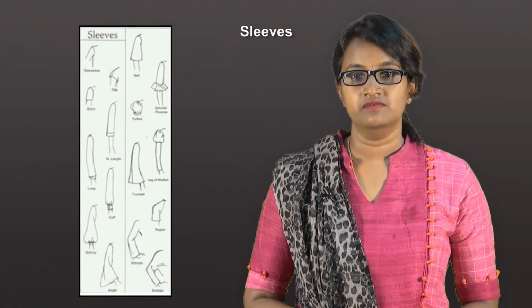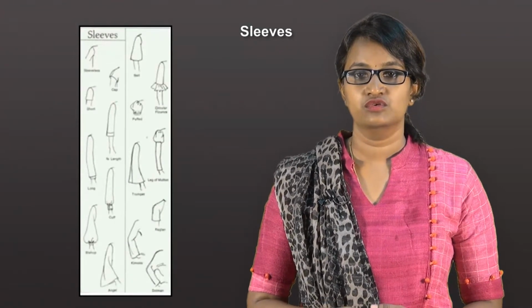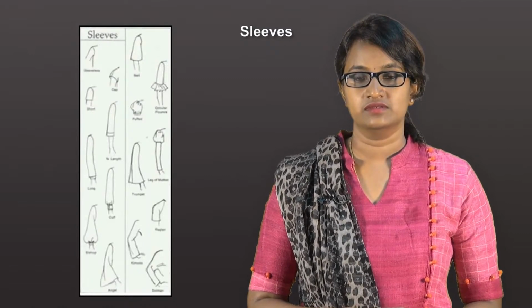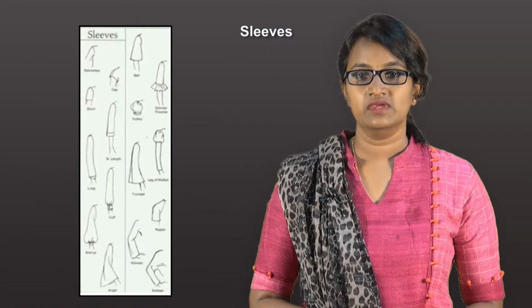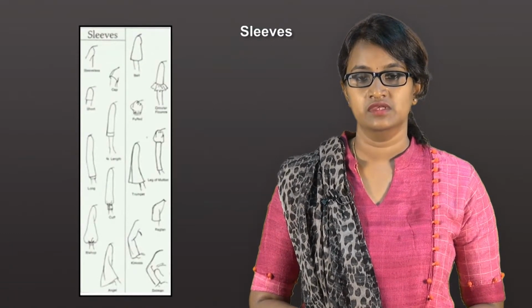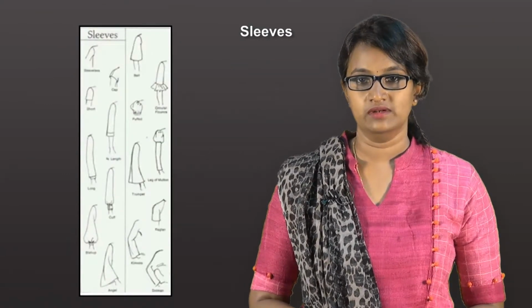The basic sleeve varies in length from cap sleeve to full sleeve. Sleeves may be fitted or with fullness and may be flared or puffed. You can take a moment to look at the different types of sleeves in the image. We will go through them one by one in detail.